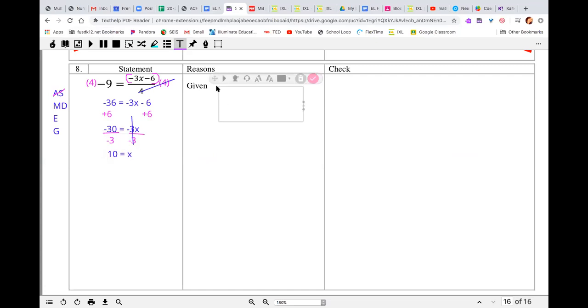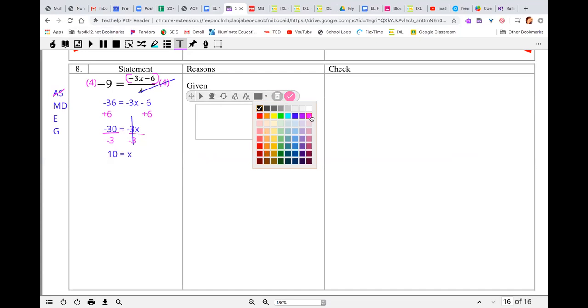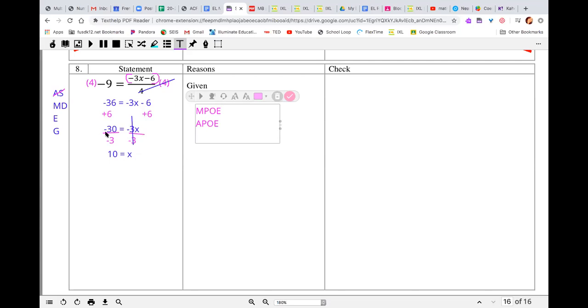All right, and for our reasons, I wrote them in pink to help us identify them. What did we do first? MPOE, and then next is APOE. And then DPOE. Right.